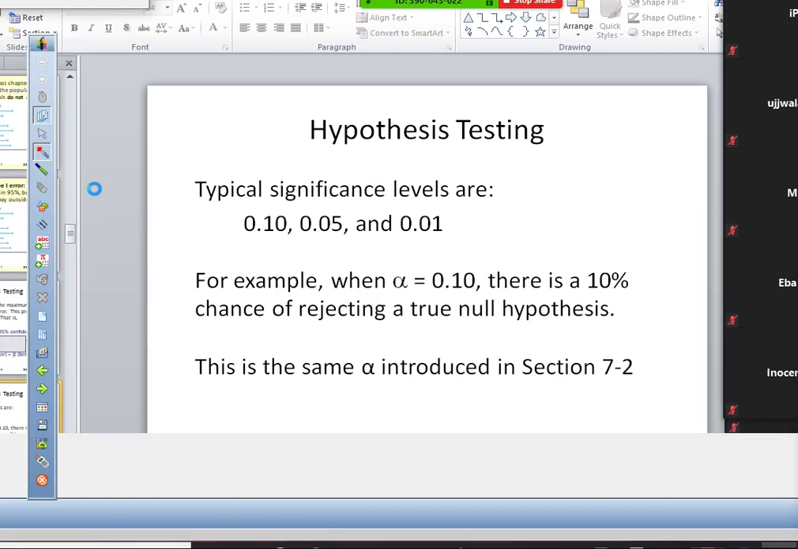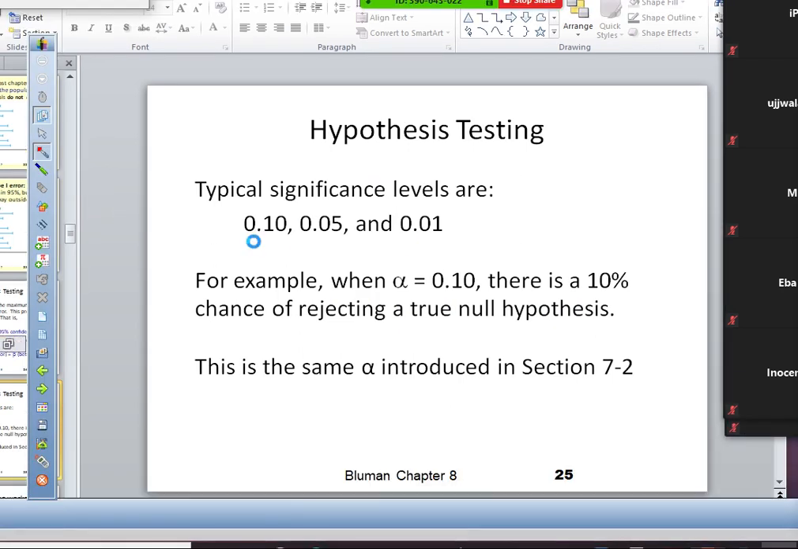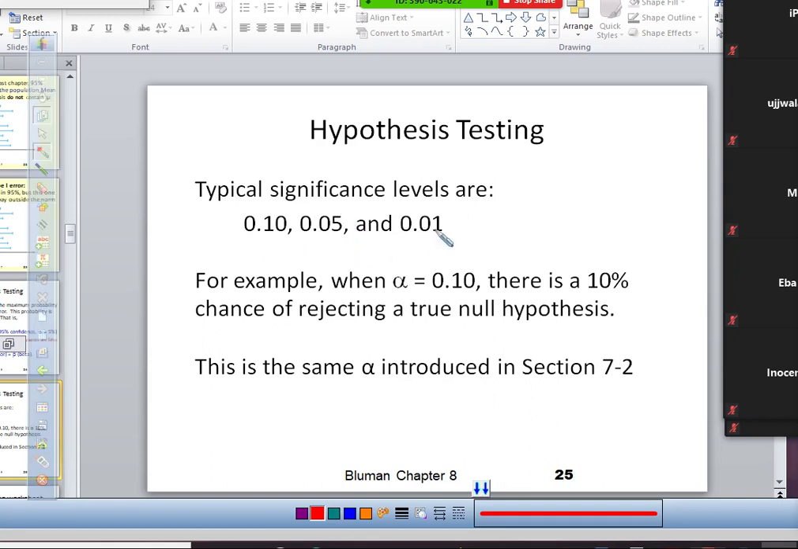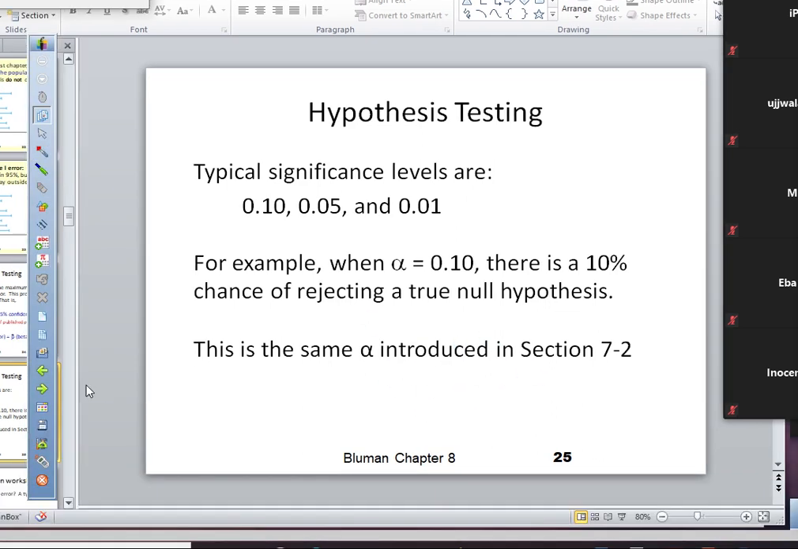So hypothesis testing, typically our alphas are 5%. Sometimes it's 10%, sometimes it's 1%, but these are the kind of typical significance levels that we see very often. So, for example, if your alpha's 0.10, that means there's a 10% chance of rejecting a true null hypothesis because there's a 10% chance you've just randomly gotten an unusual sample without realizing it. Just so you know, that's the same alpha we had in chapter 7. Hasn't changed. Alpha's the same.